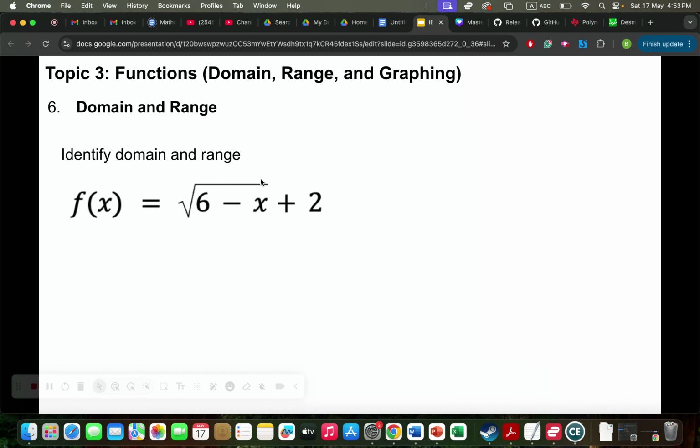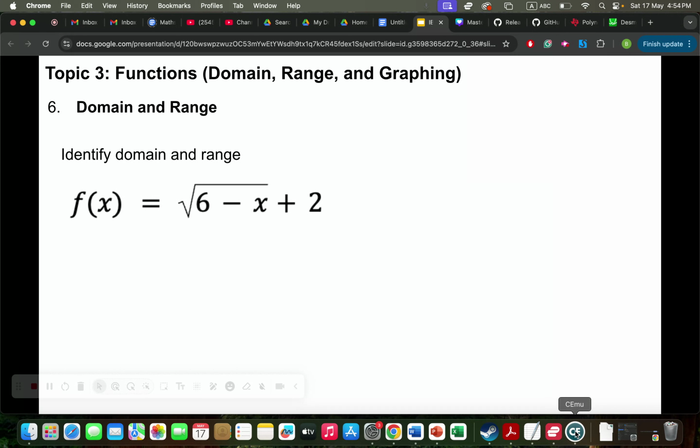We're going to look at domain and range, another common question that we see on functions. For this question, I think the AA students would probably need to know how to do it without the GDC. But again, this is primarily a GDC video, so I just want to show you how we can actually find the domain and range for this question.